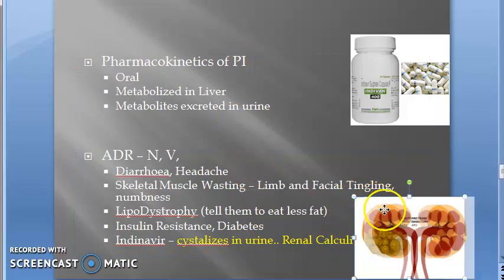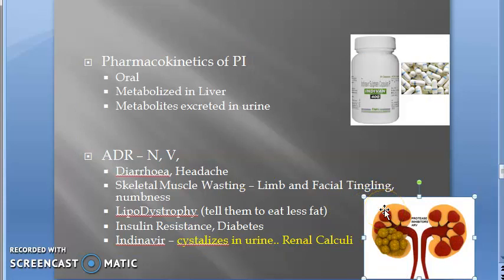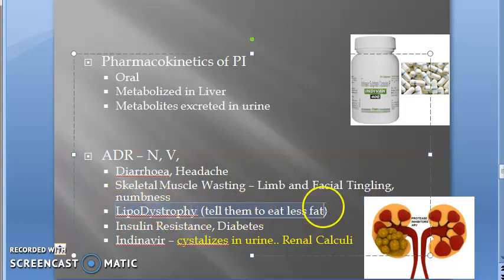Because this indinavir, etc., will crystallize in urine and cause renal calculi, nephrolithiasis, right? Then there can be lipodystrophy, so they will have impairment in the fat metabolism. Insulin resistance, which can lead to diabetes. They can get resistant to insulin. So you try treating them for HIV and the person might land up with diabetes.